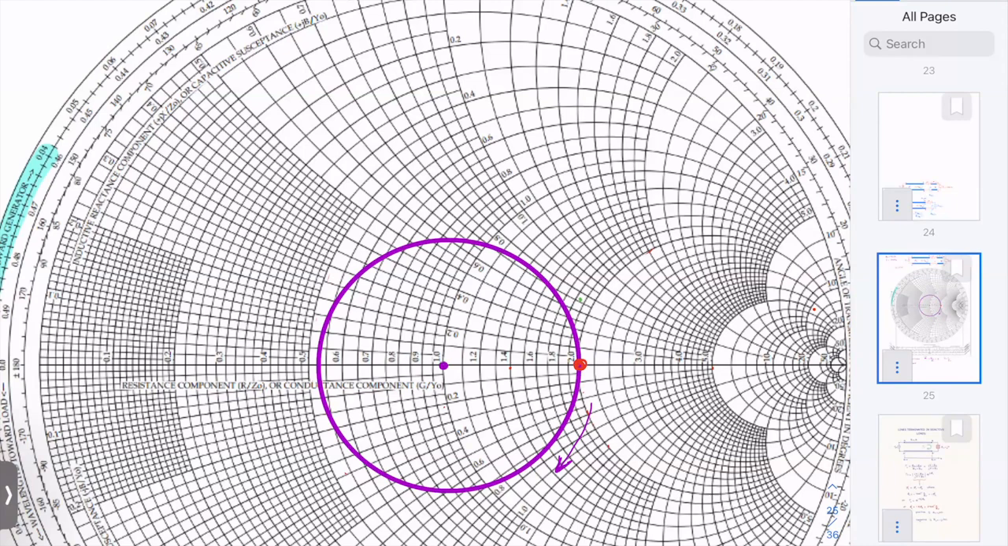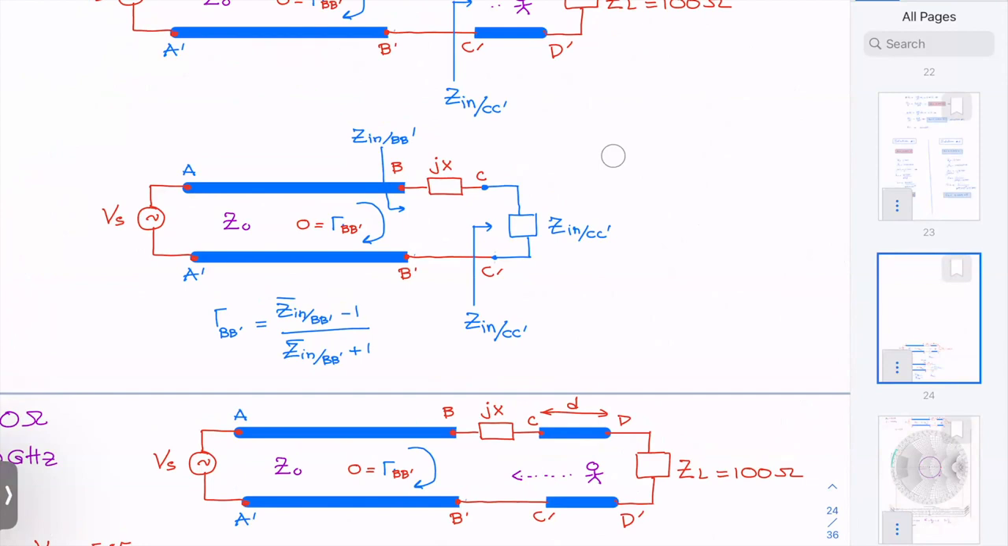Okay, so here's what I'm thinking. I have to add a reactive element. If I add a reactive element, what does that mean about the real part of my impedance? That is not changing, all right? Because here, you need to remember that Z input at BB prime normalized is going to be jX normalized plus Z input at CC prime. When you have a complex number and you add only an imaginary number, what happens to the real part of the complex number?